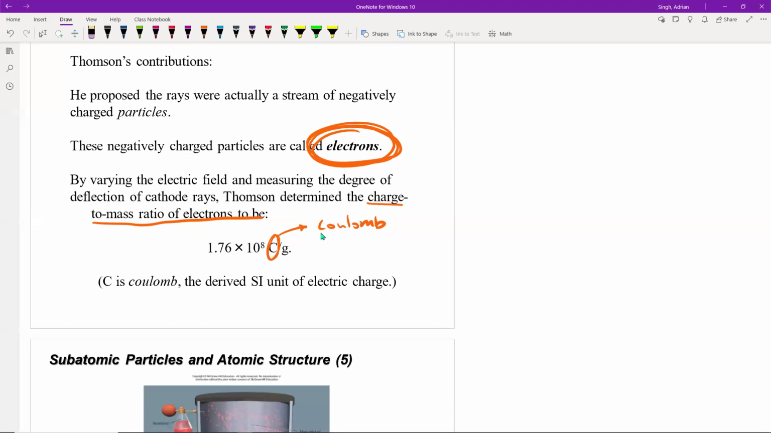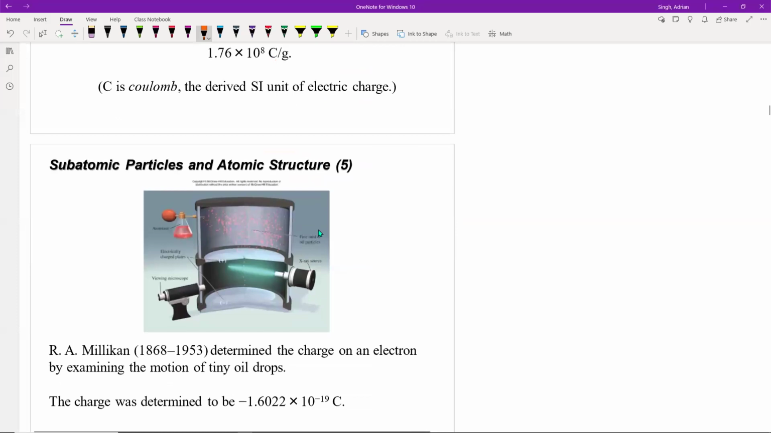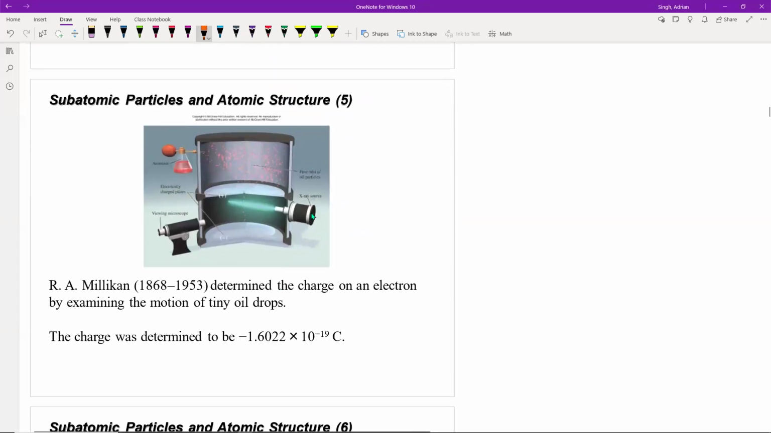So what he found here was that per gram, a gram of electrons, for example, would have a charge of 1.76 times 10 to the 8 coulombs. And that's important because that helped scientists later on to actually figure out some other properties of electrons. So for instance, Millikan, again, late 1800s, early 1900s, also did an experiment to help figure out some of the characteristics of these electrons.